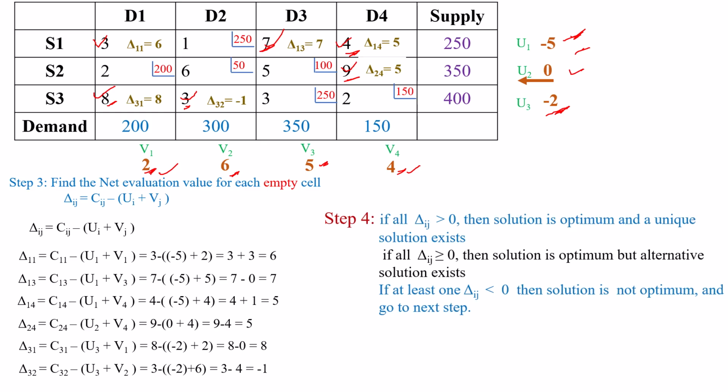Next observe the delta values. If all the delta values are positive, then we get the optimal solution. But here delta 32 is negative 1, so we are not getting the optimal solution. Then once again I have to repeat the same procedure, so I have to go for the next step.